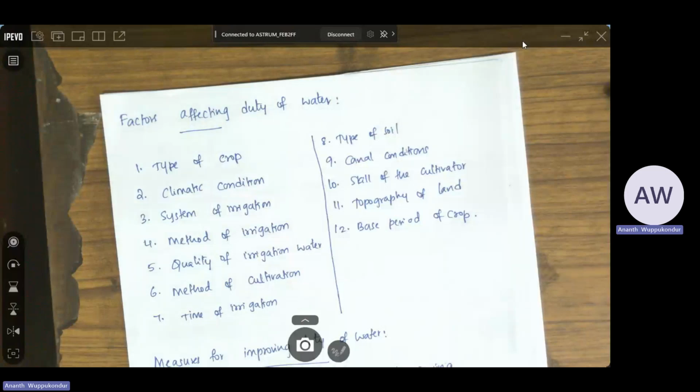Now let's say we have observed there is a loss in the discharge, and now we have increased the discharge at point A. Instead of 1 meter cube per second, we are taking in 1.3 meter cube per second. So the duty is going to change. So the duty would be 1154.